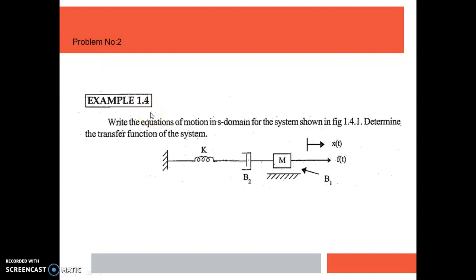Dear students, so next we are going to see another problem. The question is: write the equations of motion in S domain for the system shown in figure and also determine the transfer function of the system.